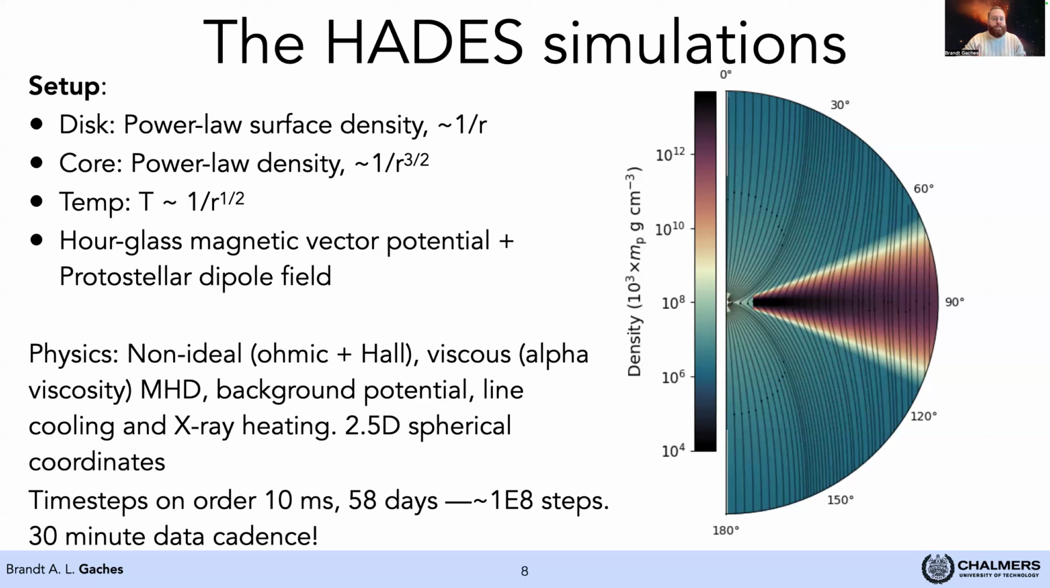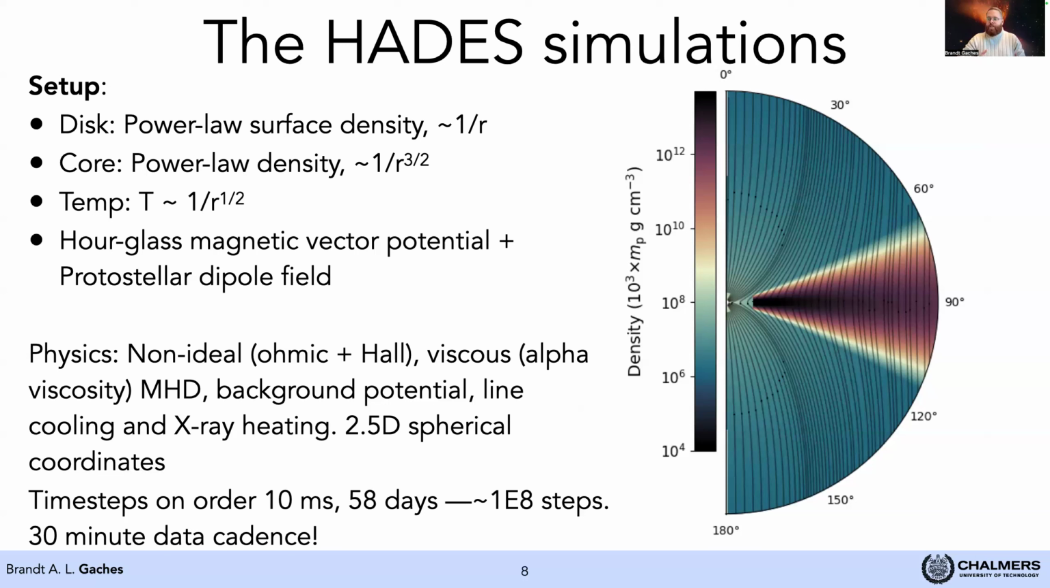And then for the magnetic fields, we have an hourglass magnetic field. This is initialized with a vector potential and shown here as these streamlines in the picture on the right, which is showing the initial distribution. But then we also include a static protostellar dipole field. And this is meant to be the generated field from the protostar.